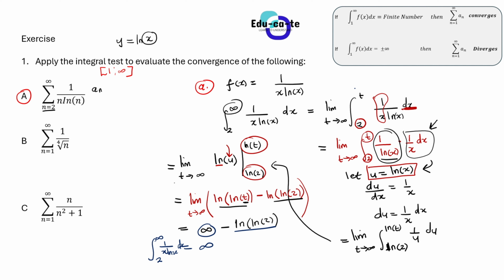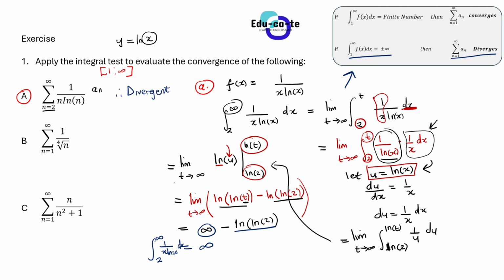And according to the conditions in this table, remember, if the integral from 1 to infinity of f of x dx is equal to infinity, then the series will diverge. So you can say, therefore, this is a divergent series. This is a divergent series, but you show all these steps using the integral test. Let us do the second one. Maybe it's going to be even better.